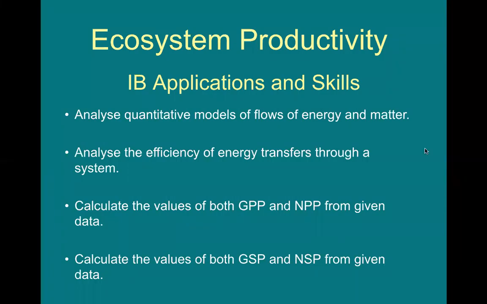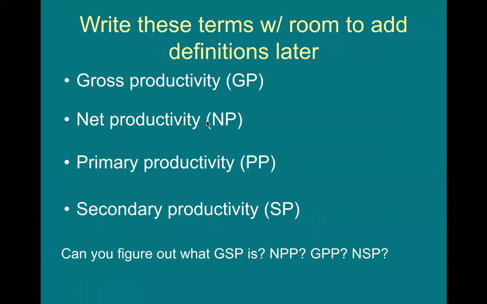Okay, we're going to be talking about ecosystem productivity today. So this covers the following IB applications and skills: analyzing quantitative models of flows of energy and matter, analyzing the efficiency of energy transfers through a system, calculating the values of both GPP and NPP from given data, as well as the values of GSP and NSP from given data.